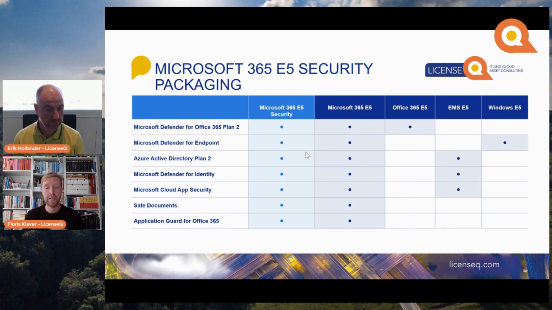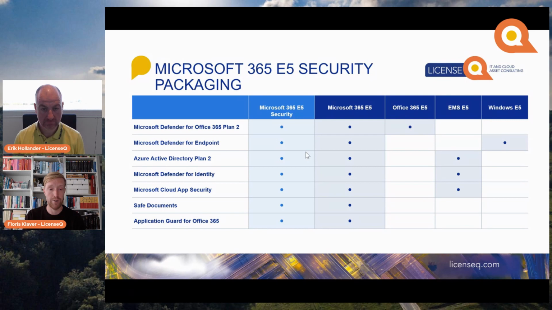The reason that Microsoft packaged it like this is because they feel that this is the set of products that you need as an end customer to deliver a secure workplace to your organization. The bonus that you get in buying E5 or the E5 security suite is you get some additional functionality like Safe Documents and Application Guard for Office 365. But the main focus for many organizations is on the Defender front and the Azure Active Directory Plan 2 front. Cloud App Security is becoming more prevalent.